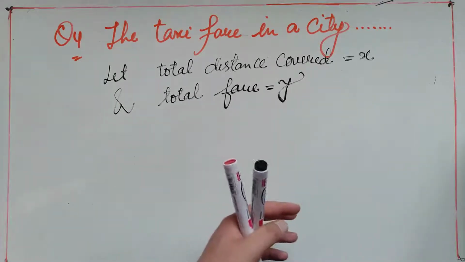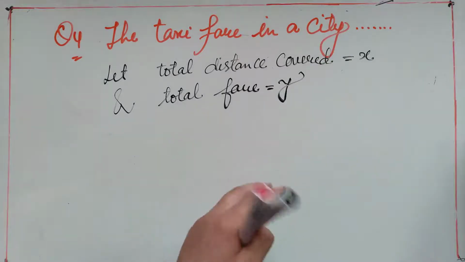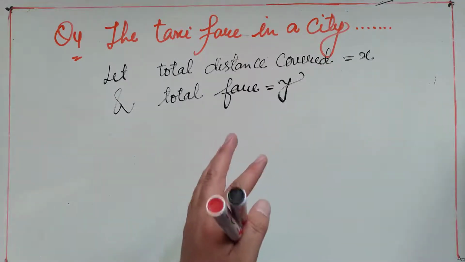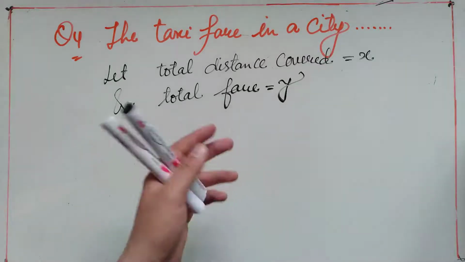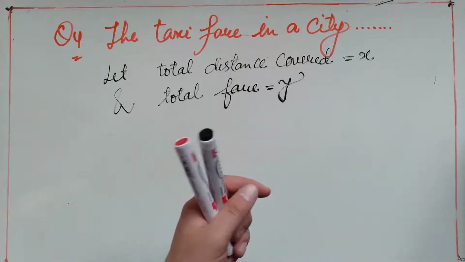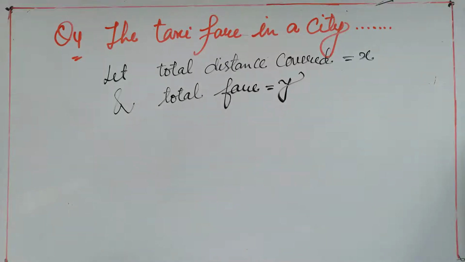That is total 13. If you travel 3 kilometers, for the first kilometer you will pay 8 rupees and for the remaining two you will pay 5, then again 5. That is a total of 18. So we have to write down a linear equation for it.